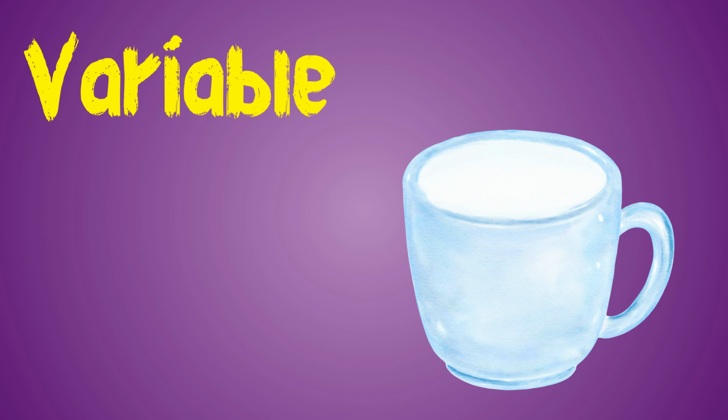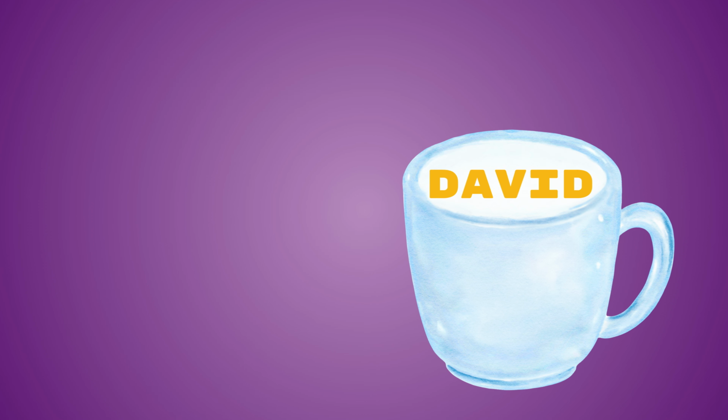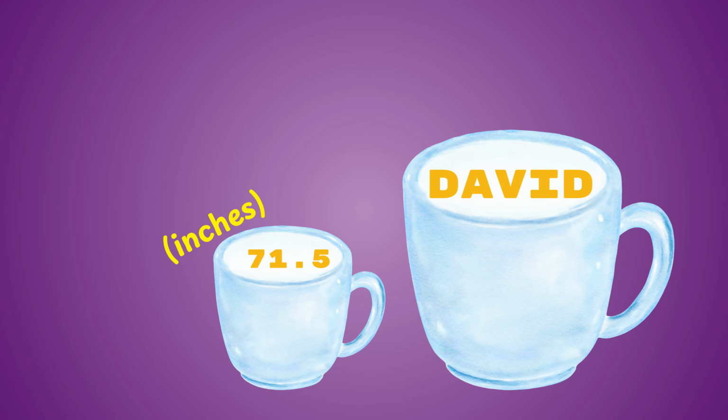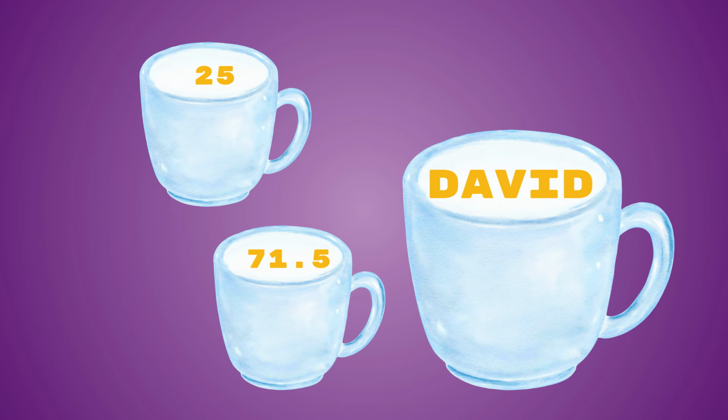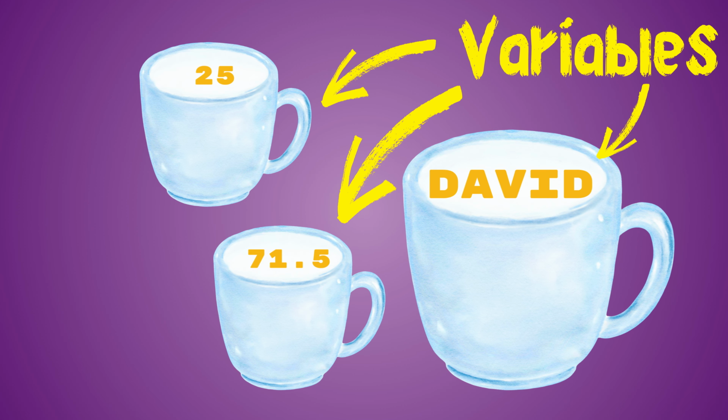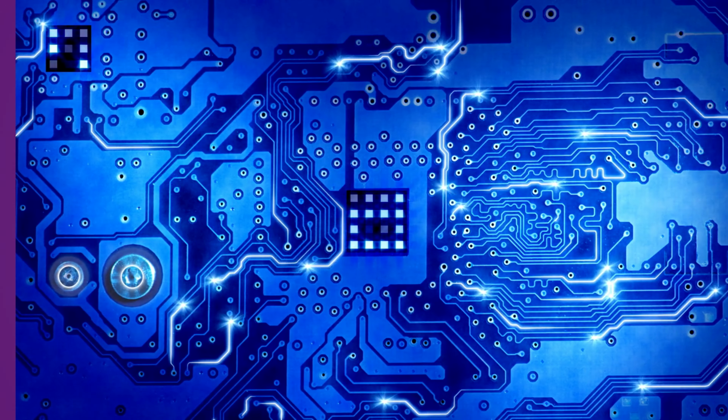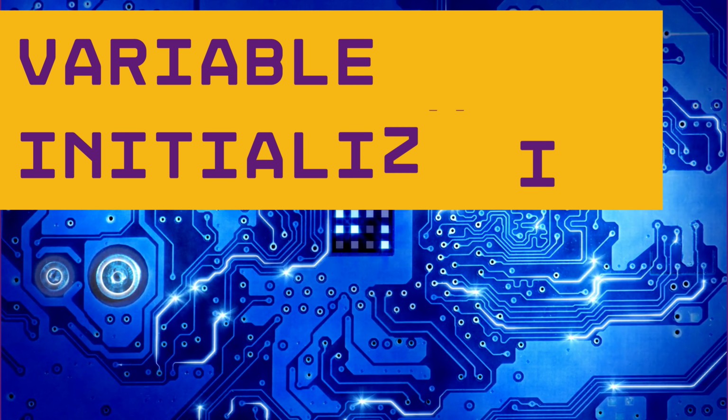A variable can hold one piece of information. So if I want to store someone's name, that's one variable. Storing their height would mean a second variable, and storing their age would be a third. Eventually we'll learn how to store groups of data, but for now it's one variable for each thing we need to keep track of.